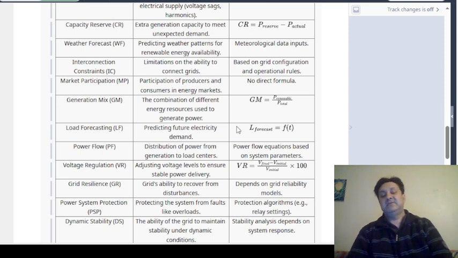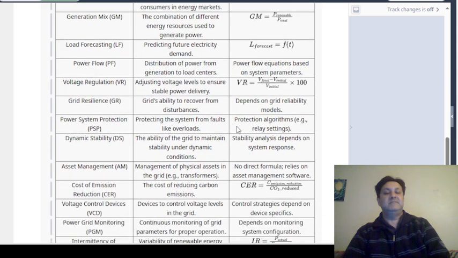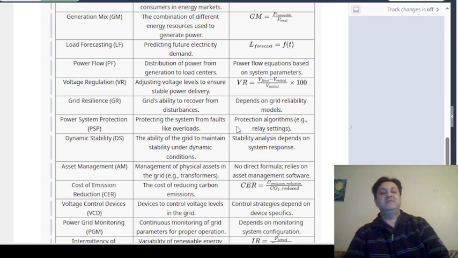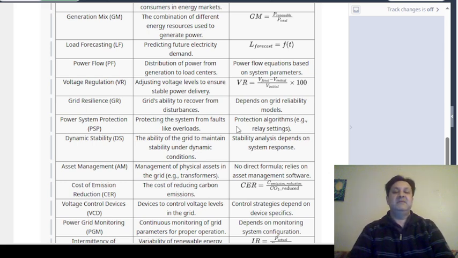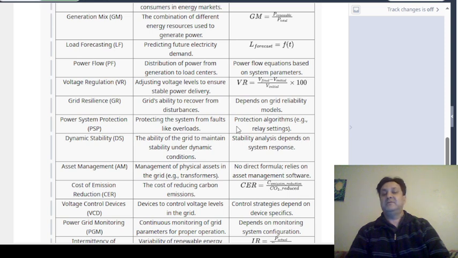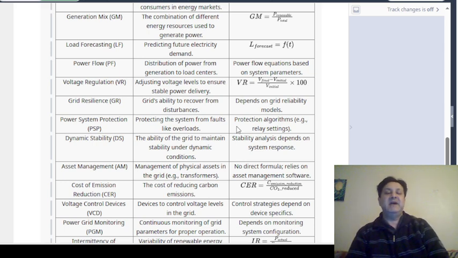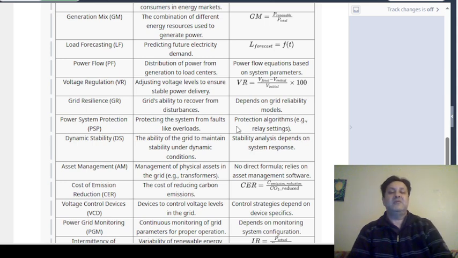Then load forecasting is also very important when we design our smart grid project: predicting future electricity demand. It's not just that you did the work, you have an architecture and you have optimized the system, but we are not sure about the load forecast. So we have to see, for the next year, the next 6 months, in summer or in winter, what will our load forecast be? Will it be more or less? Do we have to produce and supply more electricity, or will we have extra electricity? So we should know the load forecast.